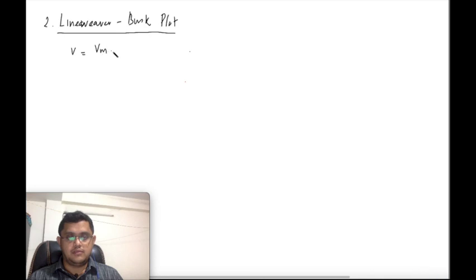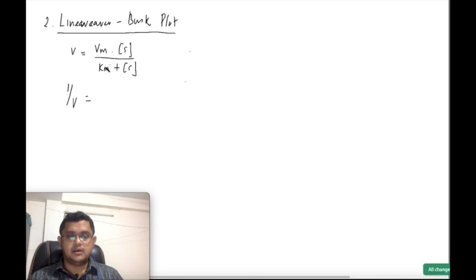V is equal to Vm into S by Km plus S. Why do we call it double reciprocal? We are going to take the reciprocal of this particular MM equation on both sides. That's why we call this a double reciprocal plot. So just take the reciprocal of this. So just take 1 by V.